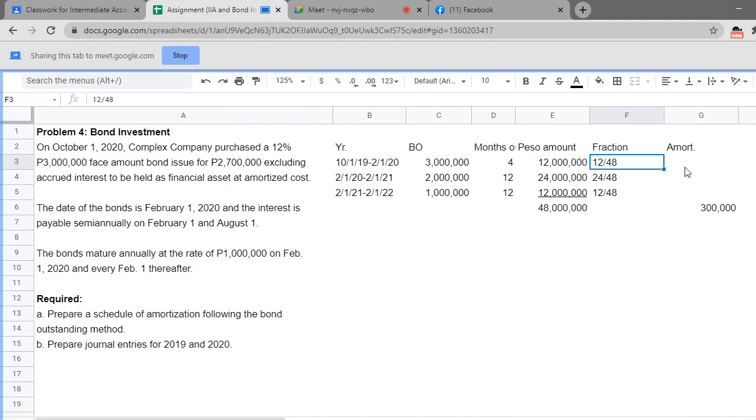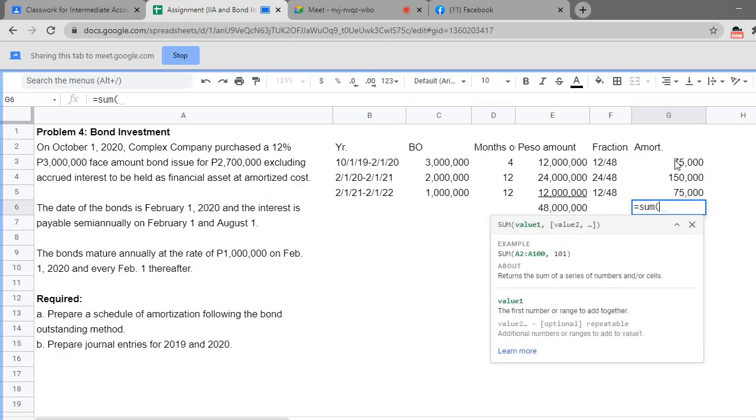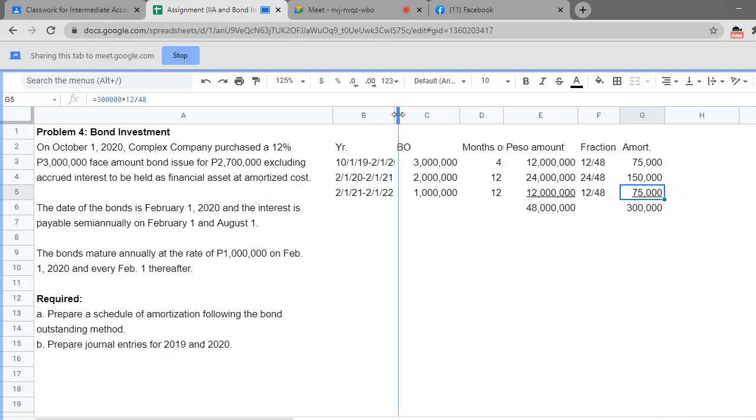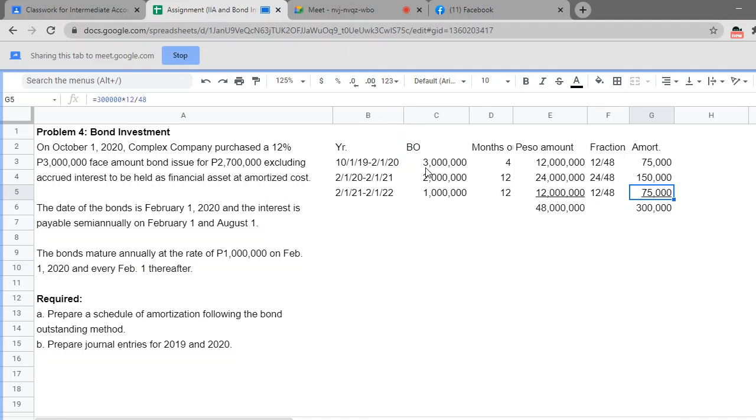Okay. So, this will give us an amortization of 300,000 times 12 over 48, 300,000 times 24 over 48, and another 300,000 times 12 over 48. So, ato na siyang i-add tanan. That will yield the same 300,000 actually. So, this is how we're going to assess kung pila ang amortization for year 1, year 2, year 3, year 4. Ay, wala na pang year 4. For until Feb 1, 2022.